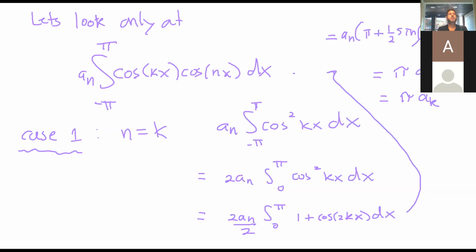Yep. So now let's hope we didn't make any errors, but if we didn't, then this is correct. Now, this is what happens if n is equal to k. What if they're not equal? Well, if they're not equal, then we have to integrate it slightly differently.